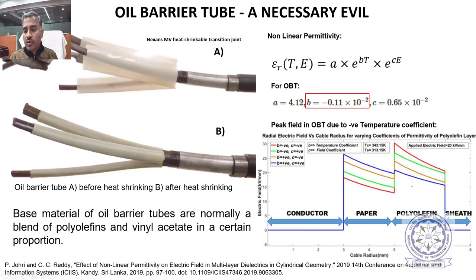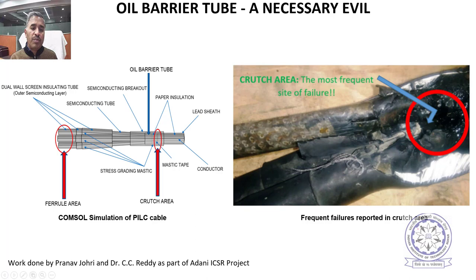Now the electric field is clearly seen to be high in the polyolefin material, and it was found that it will lead to premature breakdown also, due to which several joints have already been reported to have failed. So this is a typical failure here. The crutch area is the most frequent site of failure, which is very close to the oil barrier tube end actually. At the end of the oil barrier tube also, it is a sensitive region where electric field is found to be very high. So the investigations are still going on actually.